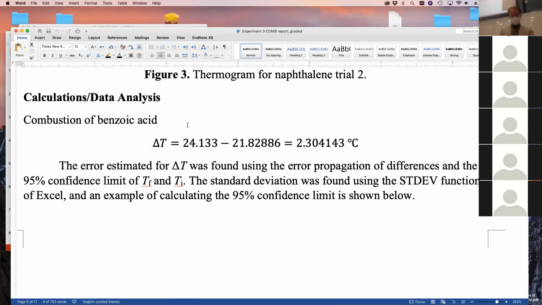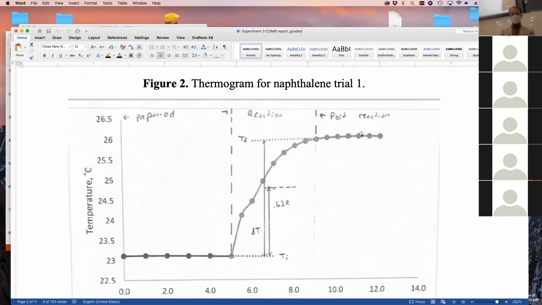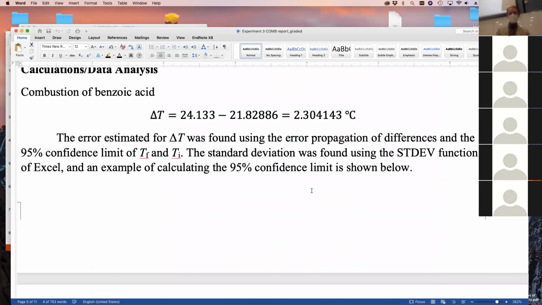Okay, so here the student wrote how they determined the temperature rise, right, by taking the difference of these 2 measured temperatures. And they explain in a sentence how they obtained the error in this number, which was basically they fit this portion of the data to a linear fit, and they fit this portion of the data to a linear fit, and then based on the uncertainty in the fit parameters, they obtained an uncertainty in the temperature rise. Okay.